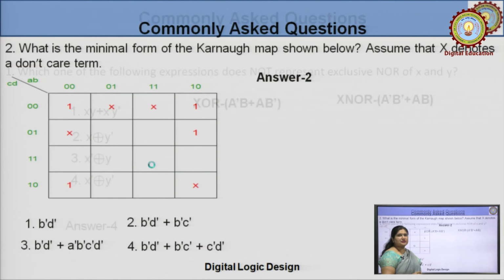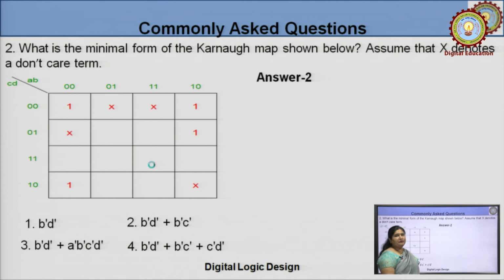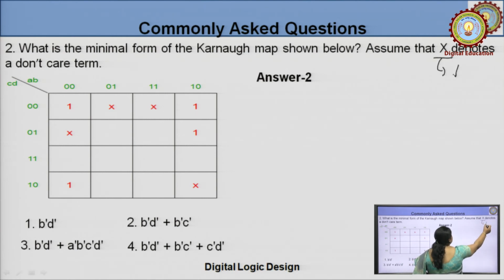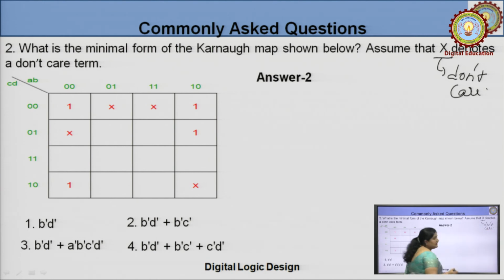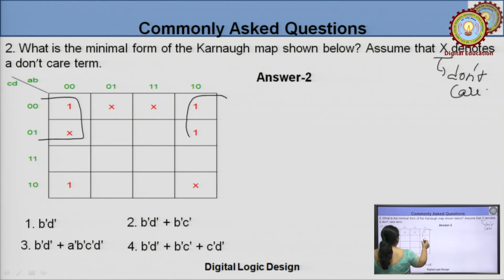Moving to the next question: what is the minimal form of the K-map shown below? Assume that this X is don't care. So this is the don't care, and don't cares are basically used to maximize the simplification. So in this case, let's group. One group is this, and one group will be this of four ones, right?